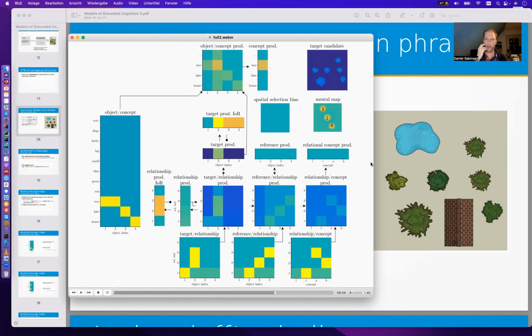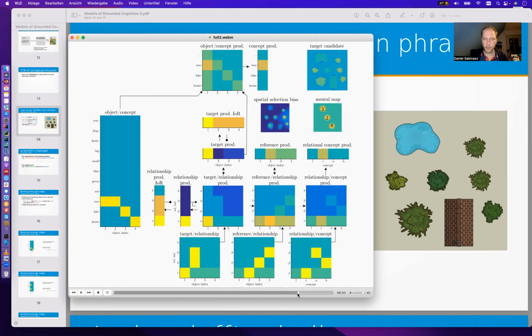And the last part of this example phase that the system is currently processing is it now has to find the tree which is to the right of that other tree. And this now works exactly the same way. So the target production field now forms a peak on object index 1, the last remaining object that it hasn't found yet. And it again looks up the concept that characterized that object, here the tree, and also the relationship that contains object 1 in its target role, and that is the relationship with index 1, which has object 2 as its reference object. So it has that tree as its reference object, and it's characterized by the right of concept.